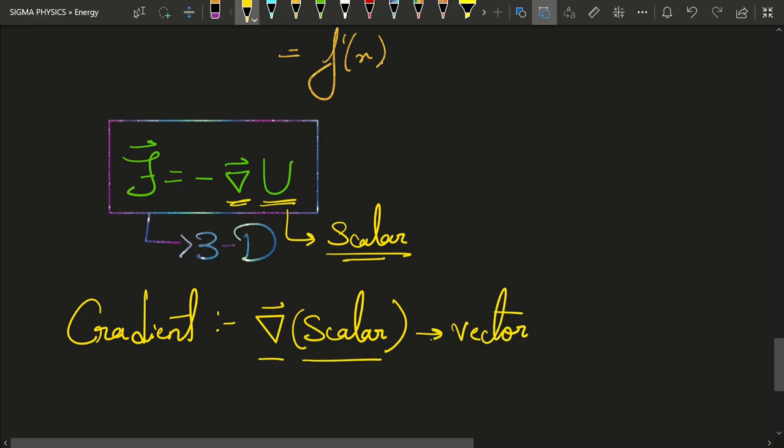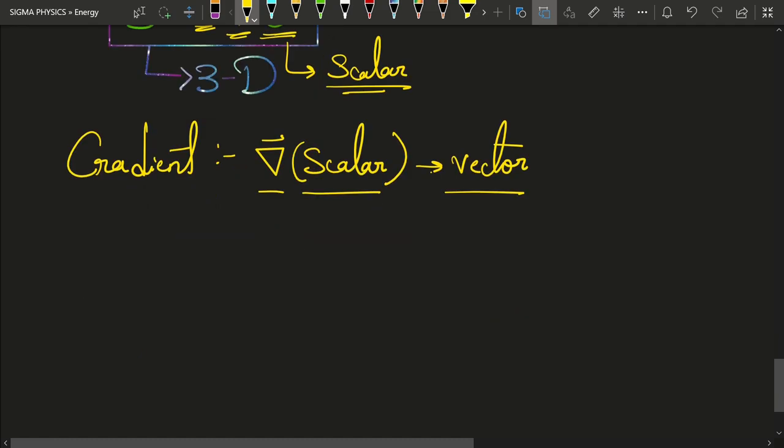Right? Because a vector times a scalar is a vector. So the del operator can act on the potential energy to give us force with a negative sign, of course, but that really does not matter. What is the physical intuition is that the gradient of the potential energy gives us the force. So that was about the gradient.